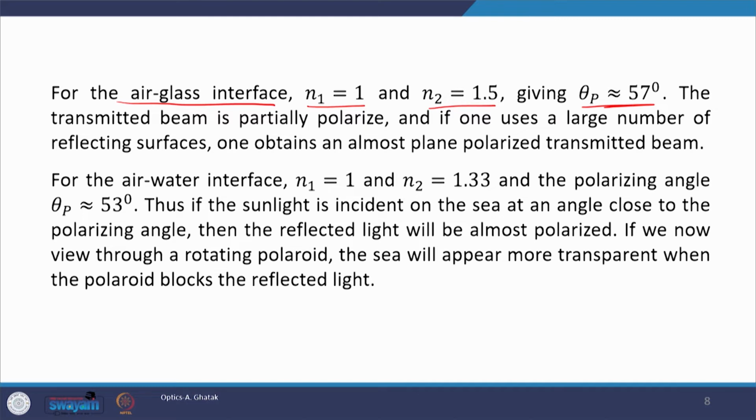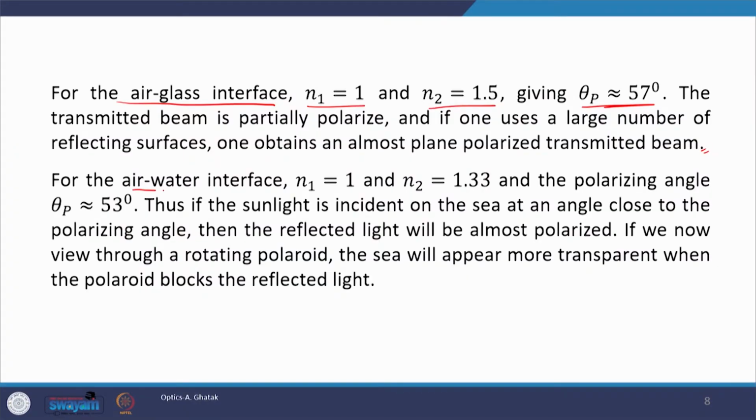The transmitted beam is partially polarized, and if one uses a large number of reflecting surfaces, one obtains an almost plane polarized transmitted beam. Now, instead of an air-glass interface, if we consider an air-water interface where n1 is equal to 1 and n2 is equal to 1.33, then the polarizing angle or the Brewster angle would be 53 degrees.